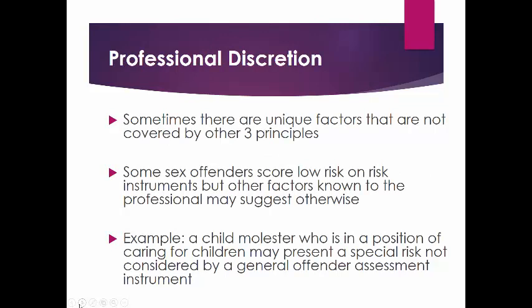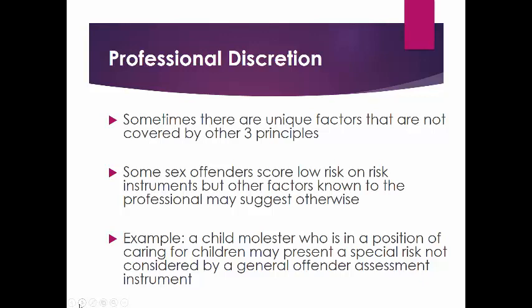Professional discretion is one of the things that we do have to consider, and that's the fourth principle in our R&R model. And that means that there are some unique factors that are not covered by the other three principles. So we've addressed risk, needs, and responsivity. And we have the people that are at moderate to high risk. They're getting adequate criminogenic treatments for those dynamic risk factors. They're targeting their responsivity issues.